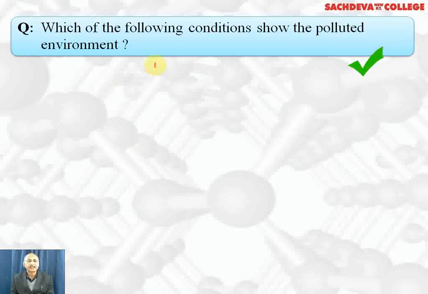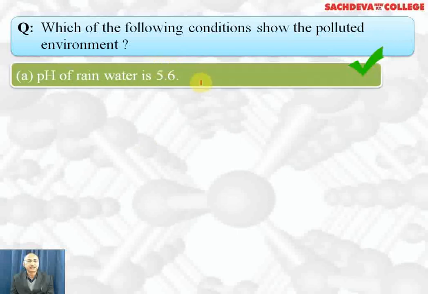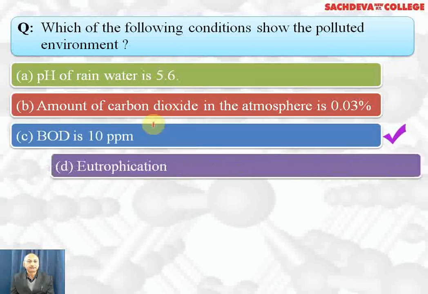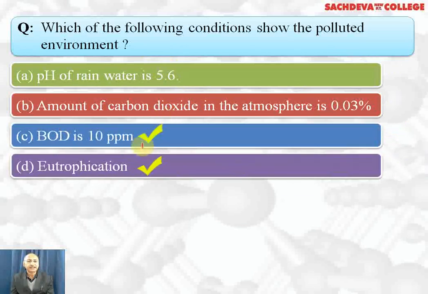Which of the following conditions show the polluted environment? pH of rainwater is 5.6. It is not polluted. Amount of carbon dioxide in atmosphere is 0.03%. This is normal. BOD is 10 ppm and eutrophication. C and D both cause pollution. BOD less than 5 means water is not polluted. Eutrophication also leads to water pollution.